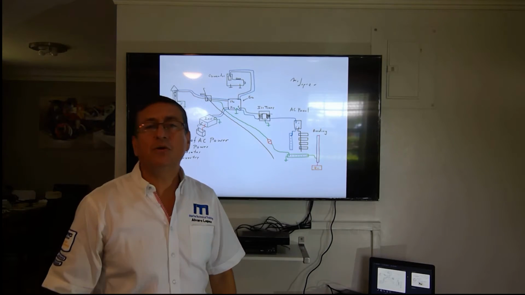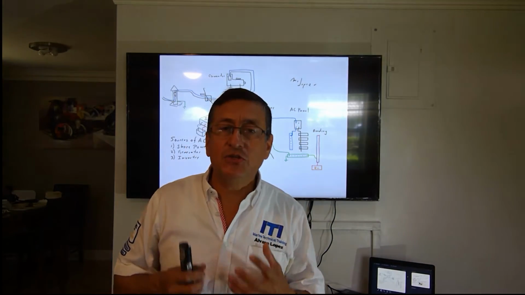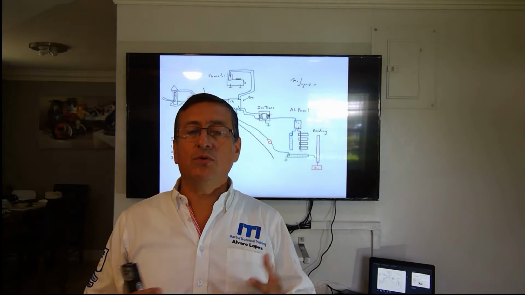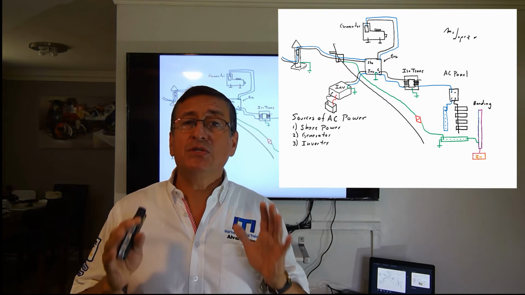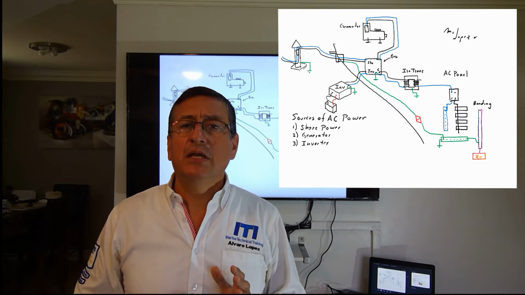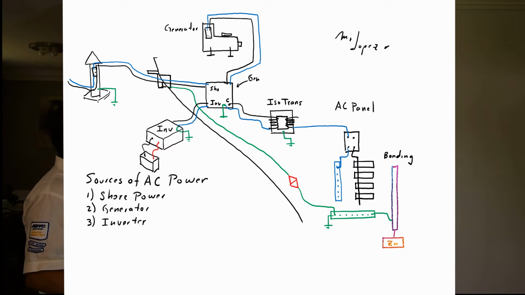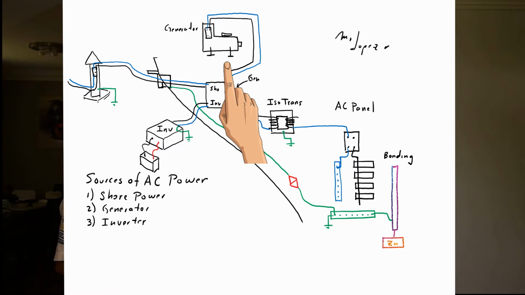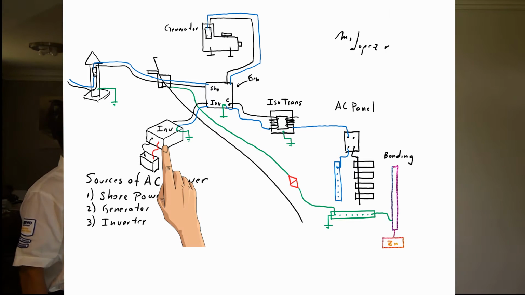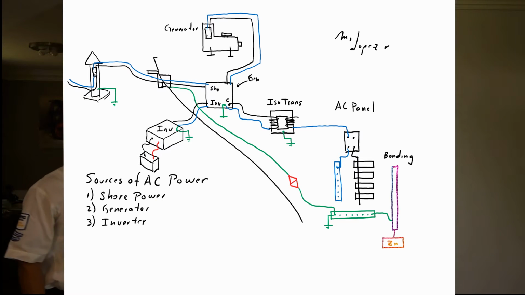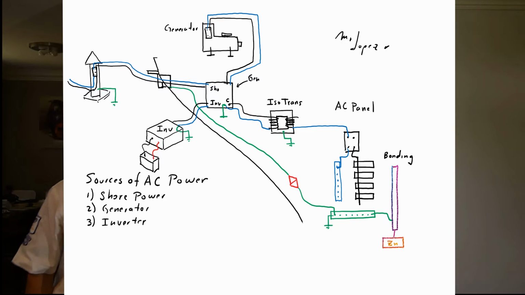Okay, sources of AC current in your boat. How many sources of AC current do you have in your boat? You have 3 sources of AC current. You have the shore power, or you have the generator, or you have the inverter. All of those sources of power produce AC signal, AC current.